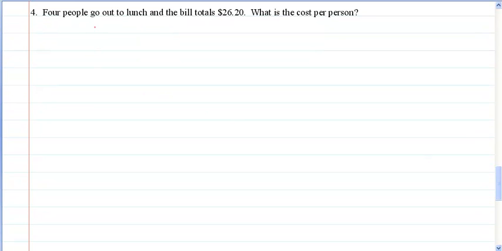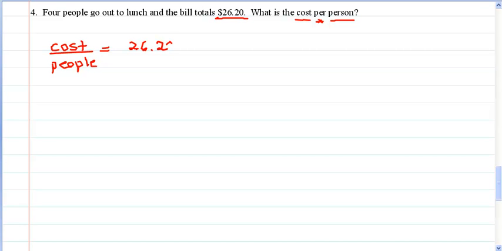For number 4, 4 people go out to lunch and the bill totals $26.20. What is the cost per person? So we want cost over person or people, and cost is the amount, $26.20, and the number of people is 4.